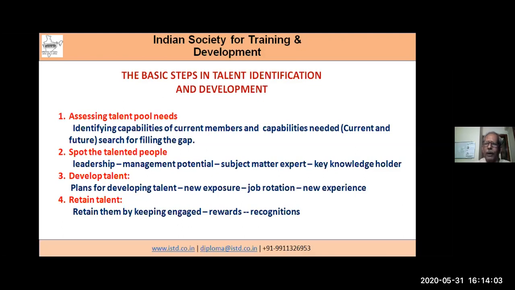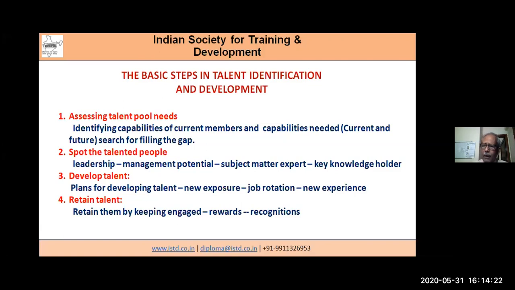And then when you find those people, there may be two situations. Number one, we'll hire people from outside with these qualities and skills which are required. Or the other thing is we'll identify those people within the organization who have those qualities which are suitable for the organizational requirement. And then the next point is to develop them.